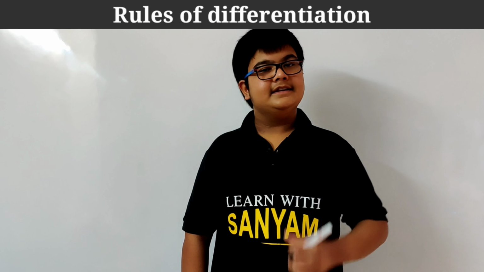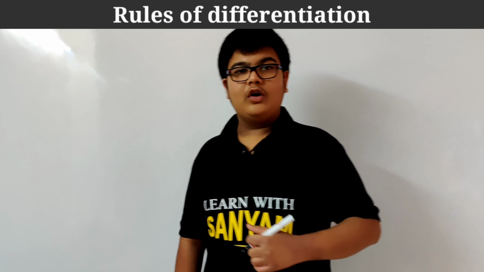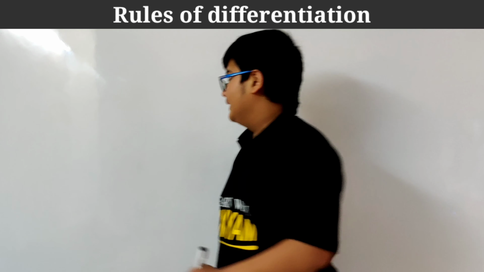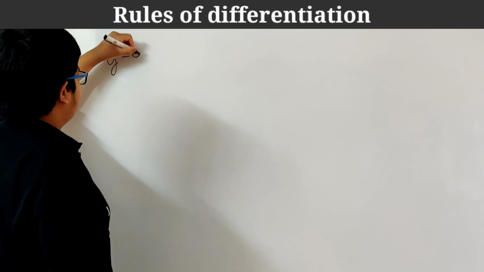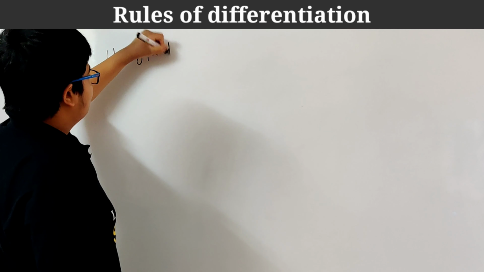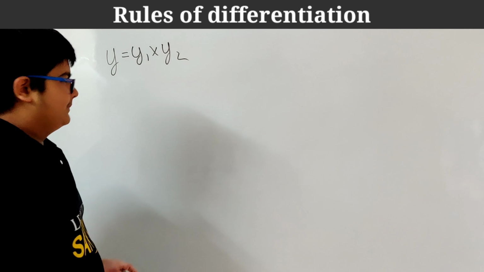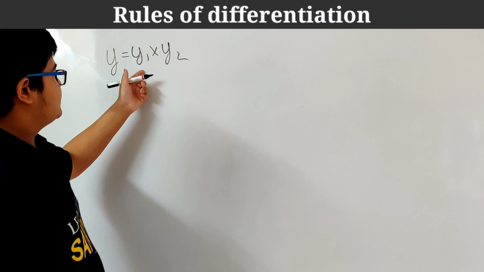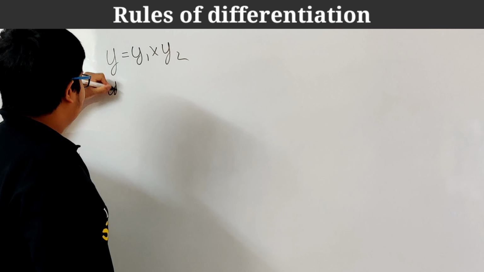Now let's discuss rule number 13. This rule is also called the product rule. In this product rule, if you are given that y is equal to y1 into y2, where y1 and y2 are any two functions, and we are given that y is a function of y1 and y2. Now how will we find dy upon dx?